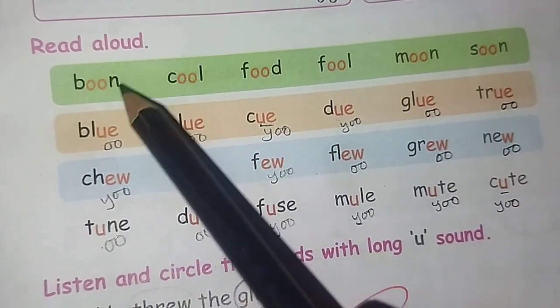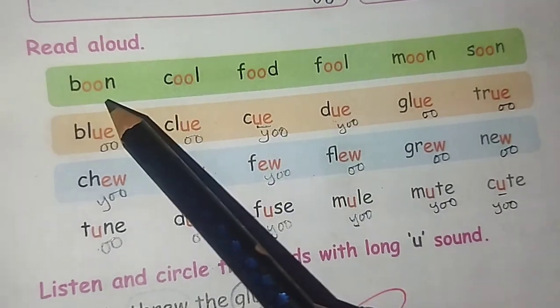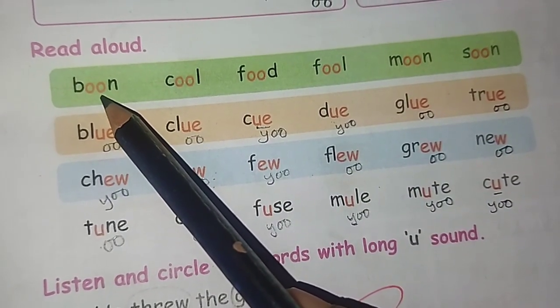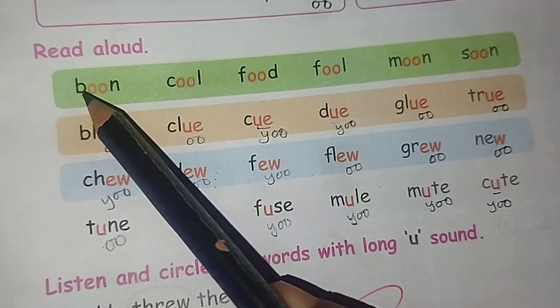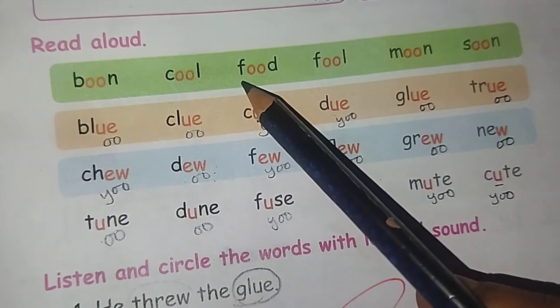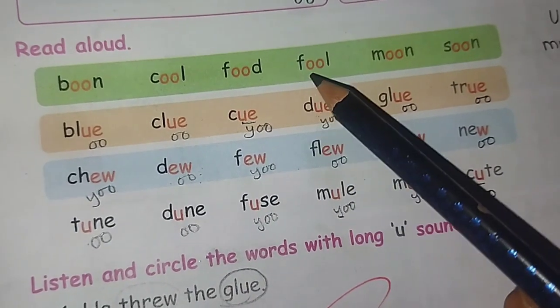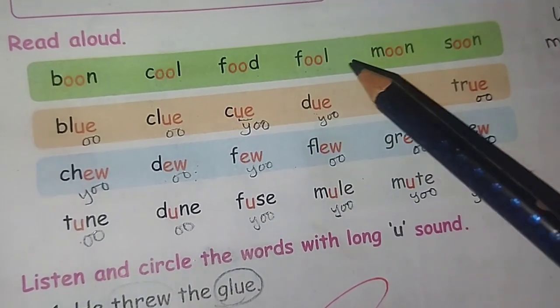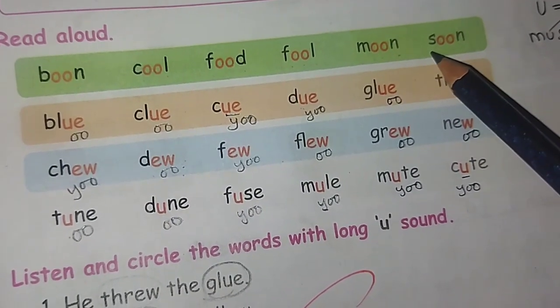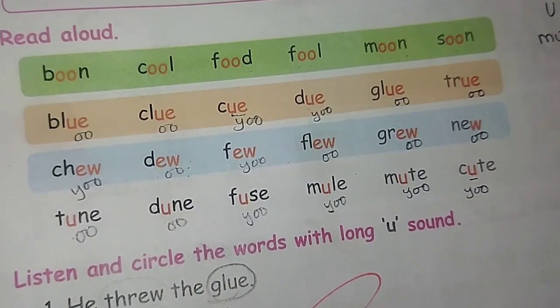Read aloud. In these words, double O is telling the long O sound, that's oo. Boon. Cool. Food. Fool. Moon. Soon.